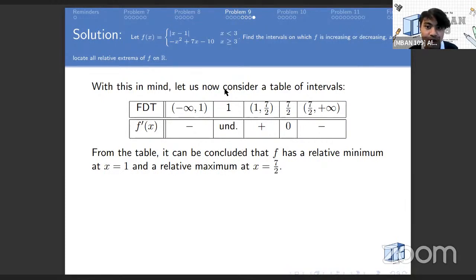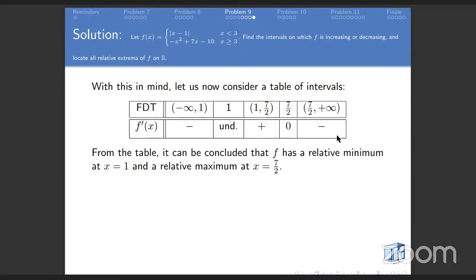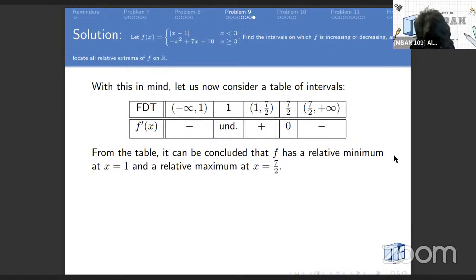Ayan. So, meron ba tayong mga katanungan about sa problem na ito? Okay. Actually, walang nagtatanong. Kahit sa chat, walang nagtatanong. Okay.